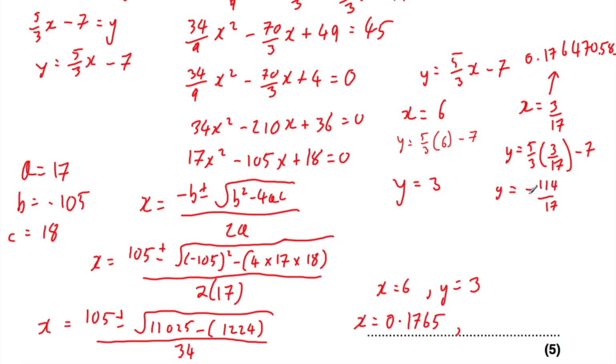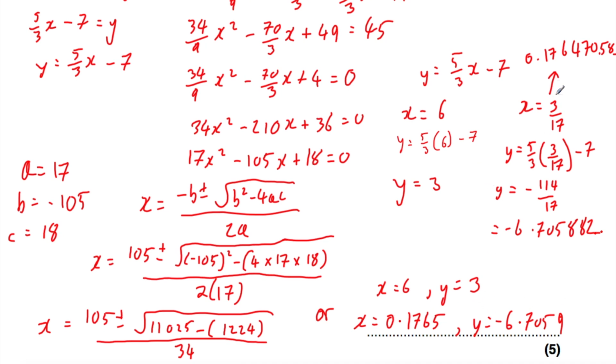And in terms of our value for y, our minus 114 over 17, that's equal to minus 6.705882 and so on. And again, let's round that to 4 decimal places. So y would be equal to minus 6.705, and if we've got 8, so we're going to round up, 9. So there are two solutions: x equals 6 and y equals 3, or x equals 0.1765 and y equals minus 6.7059. And we've rounded those to 4 decimal places.